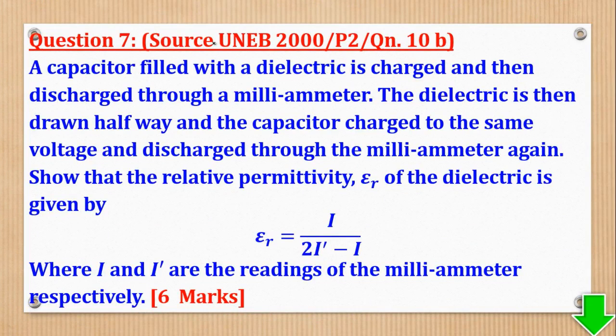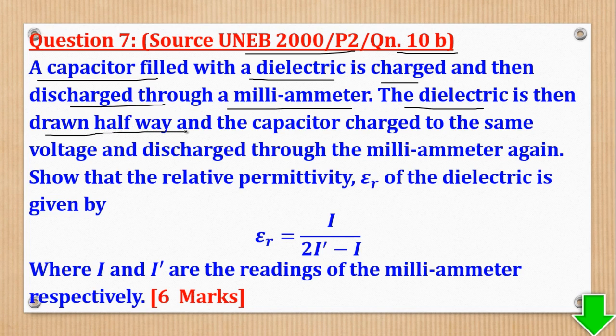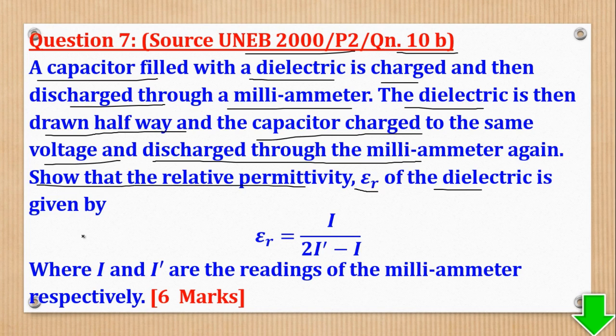Then question 7 came from UNEB 2000 paper 2 question 10b, and it says a capacitor filled with a dielectric is charged and then discharged through a milliammeter. The dielectric is then drawn halfway and the capacitor charged to the same voltage and discharged through the milliammeter again. Show that the relative permittivity epsilon r of the dielectric is given by this formula, where I and I prime are the readings of the milliammeter respectively.